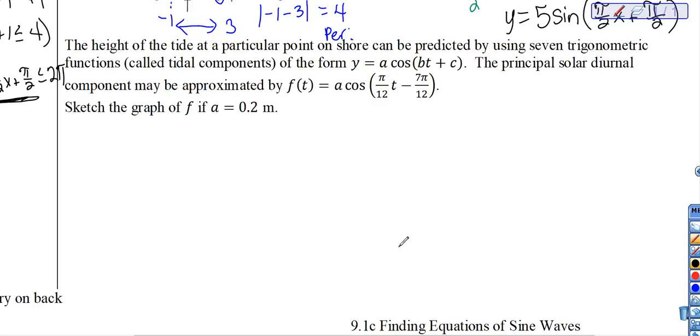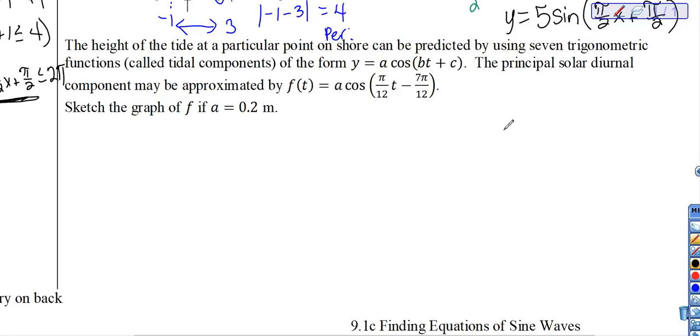It can be predicted by using the 7 trigonometric functions called tidal components of the form y equals a cosine of b times t, t being time, plus c. The principal solar diurnal component may be approximated by the function of time: a cosine of pi over 12 t minus 7 pi over 12. And you're asked to sketch the graph of the function if the height a is 0.2 of a meter.